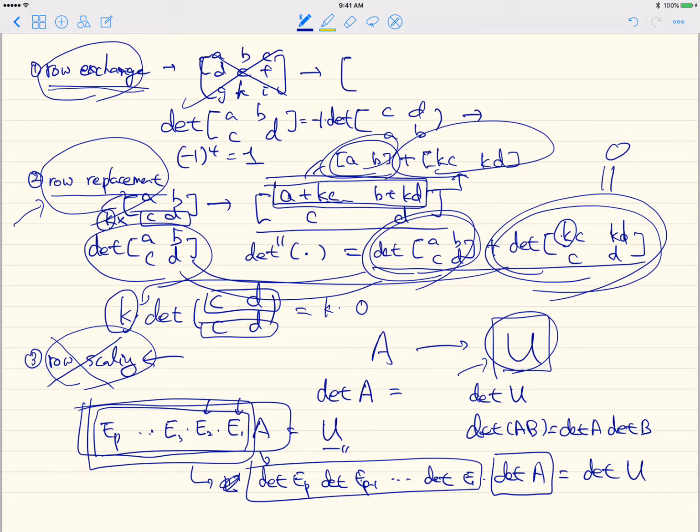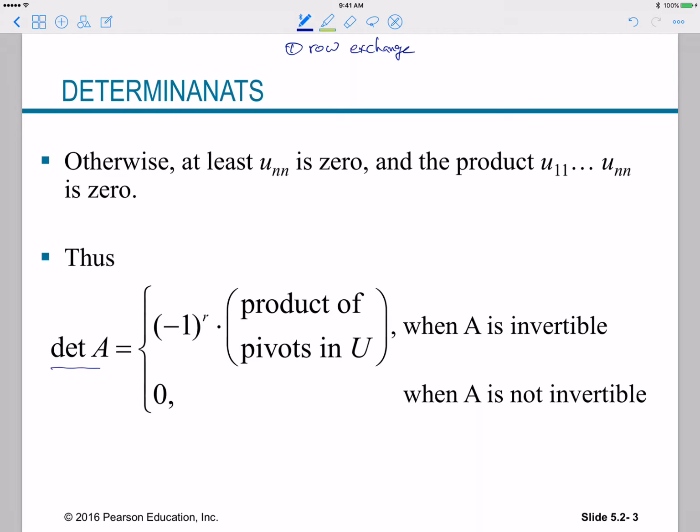From this part, some will be row exchanges and some will be row replacements. For row replacements, the determinant value will be 1, and row exchanges will change the sign of the determinant. So depending on the number of row exchanges, this whole part will become either 1 or minus 1. Essentially, the determinant of A and the determinant of its echelon form will be just the same, except for their sign, okay? So we can represent it this way: determinant of A is determinant of U times either 1 or minus 1.